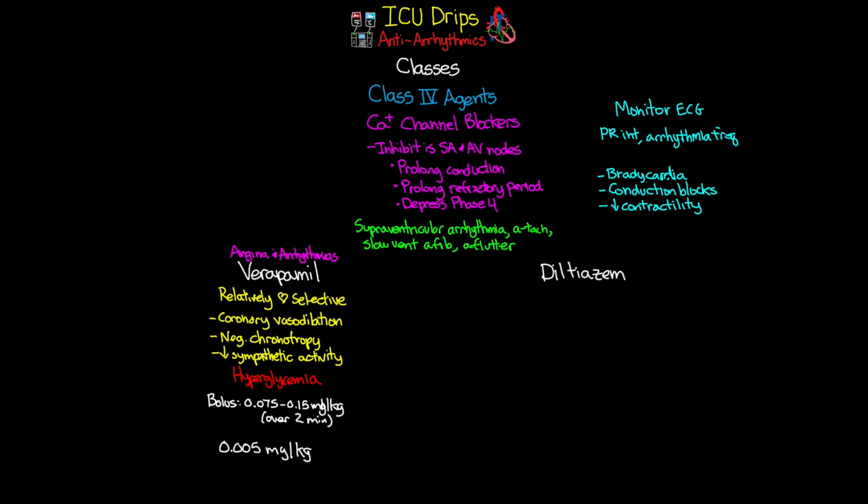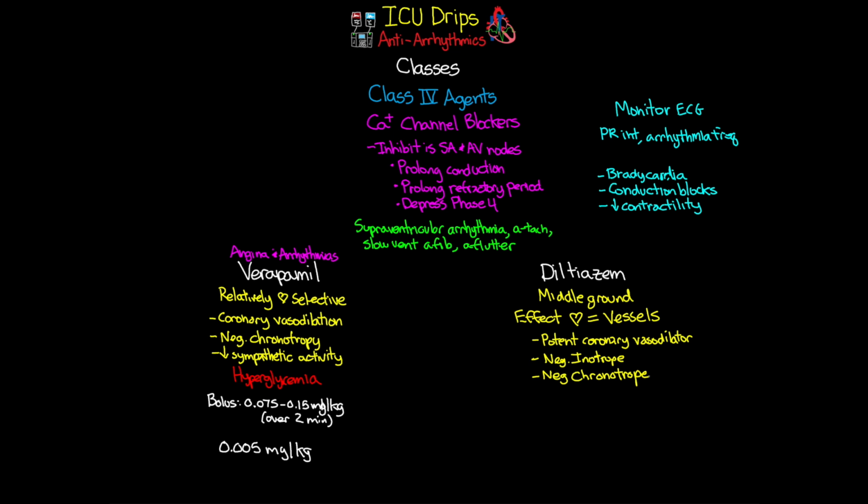Now, for diltiazem, this one falls in the middle ground between verapamil and the pine medications. So this one has an effect on both cardiac and smooth muscle calcium channels. This one is a very potent coronary artery vasodilator, and it is a negative inotrope and a negative chronotrope. Indication for diltiazem's use is going to be our atrial arrhythmias, hypertension, SVT, and chronic but stable angina.